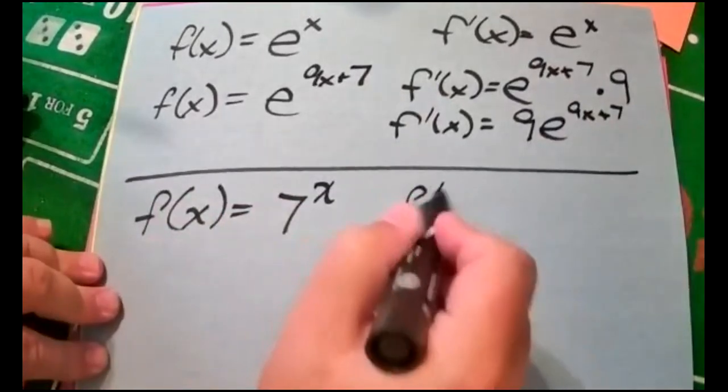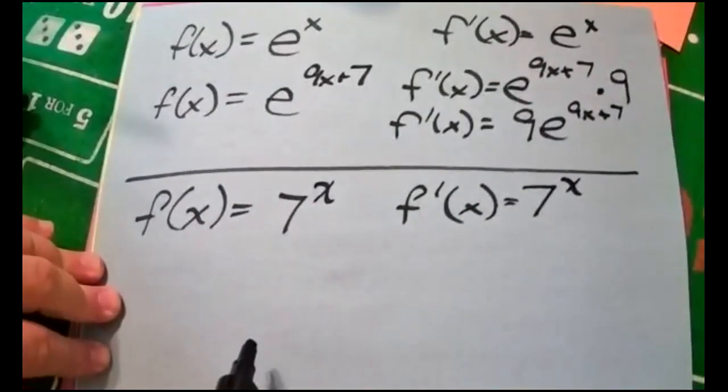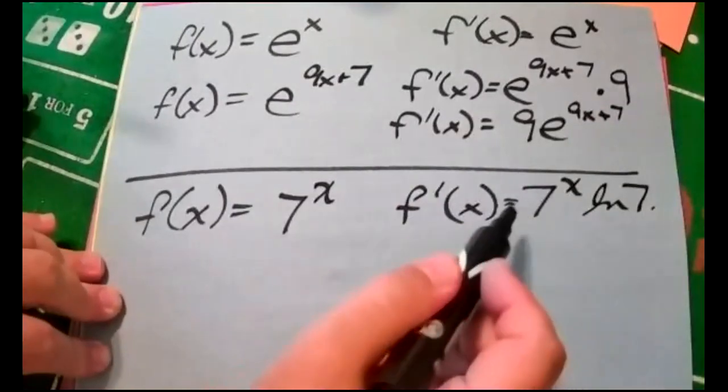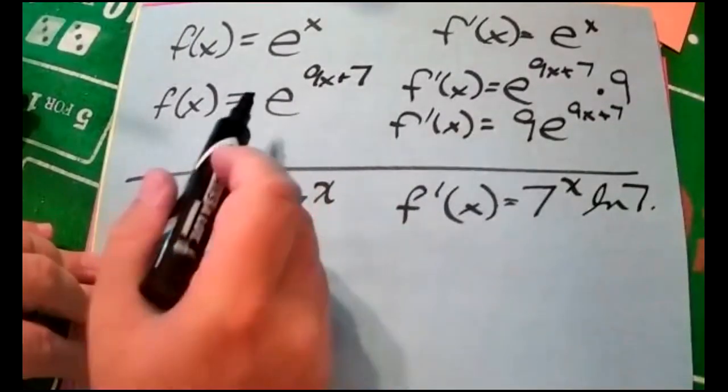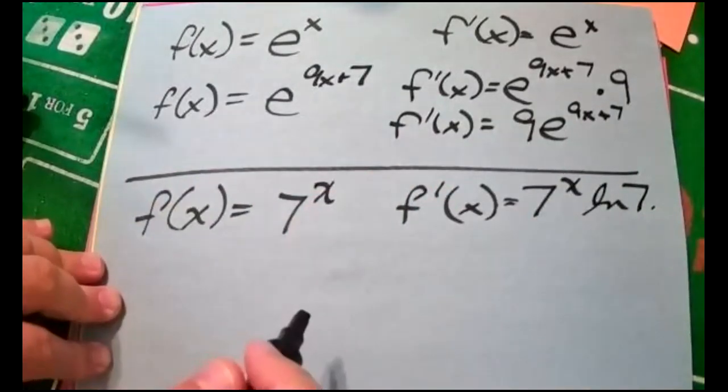If you want the derivative of 7 to the x, it's going to be 7 to the x. But don't forget to multiply by natural log of 7, because it's not e to the x, it's 7 to the x. And to compensate for it not being e, we have to adjust and correct it by putting natural log of 7 after it.